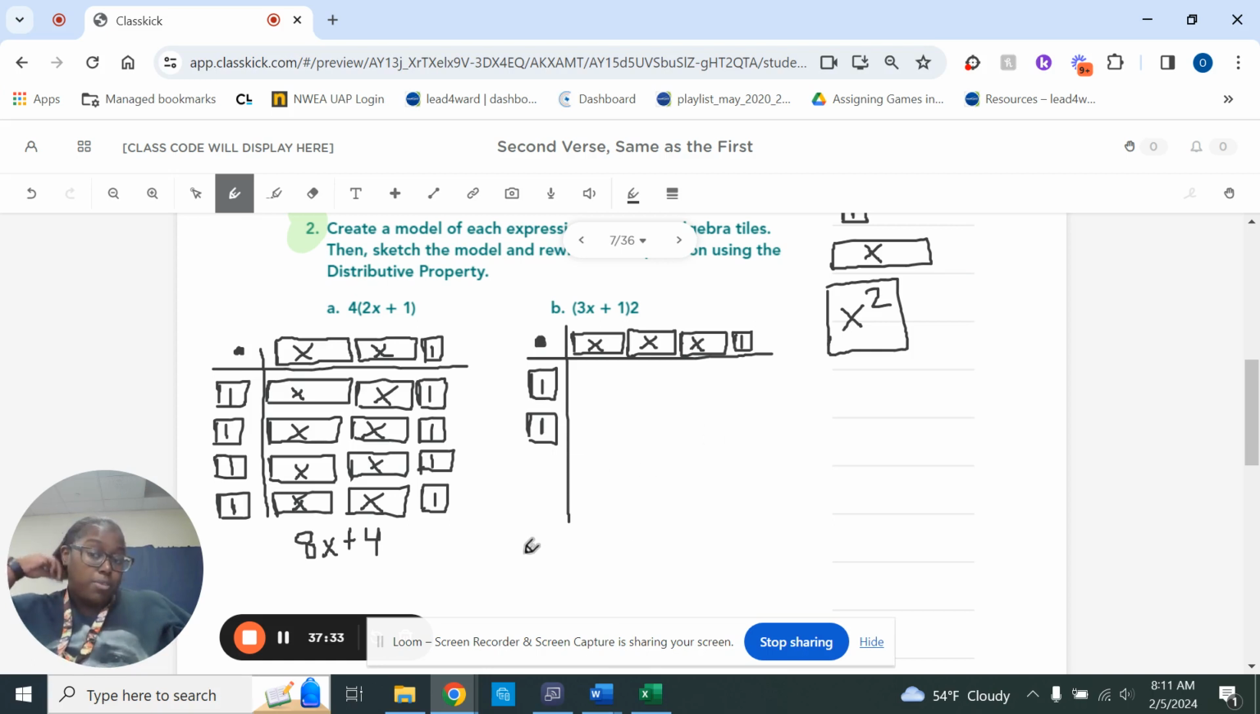All right, pause the video and solve this yourself. I will be walking around if you have any questions or need any help solving this. This is just to deepen your understanding of how algebra tiles work.